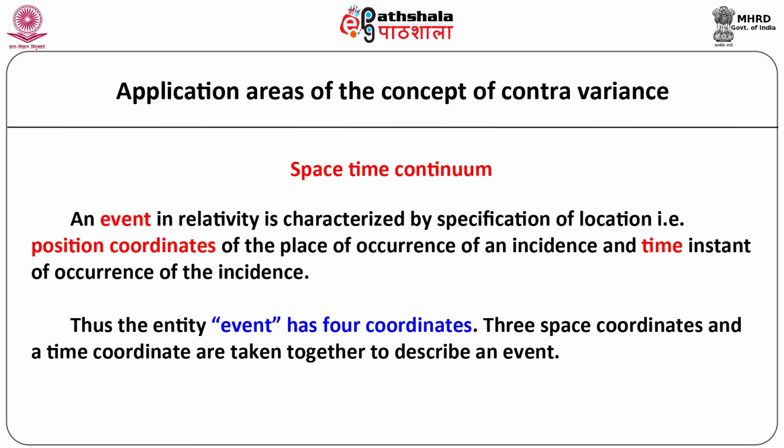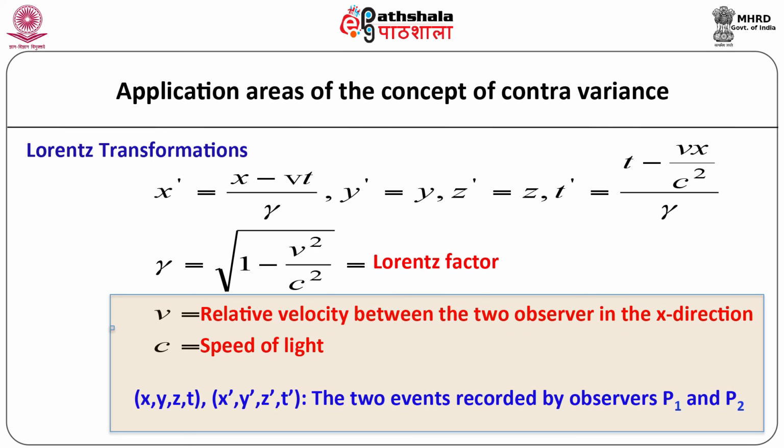Thus, the entity event has 4 coordinates, 3 space coordinates and 1 time coordinate. They are taken together to represent an event. We describe this aspect using the phrase space-time continuum. Lorentz transformations relate the coordinates x, y, z, t of an event as recorded by one observer to the set of coordinates x dash, y dash, z dash, t dash of the same event as recorded by another observer moving with constant velocity with respect to the first observer. The description of the same event with respect to space and time can be different by the two observers. The relations are as shown.